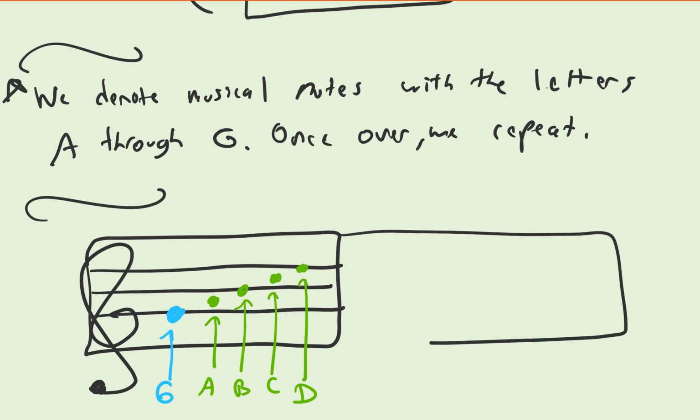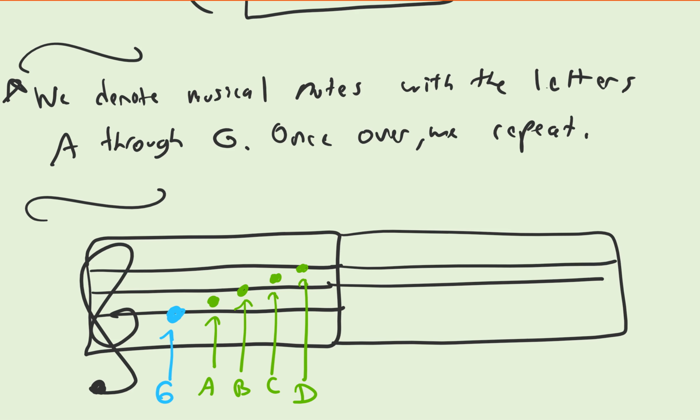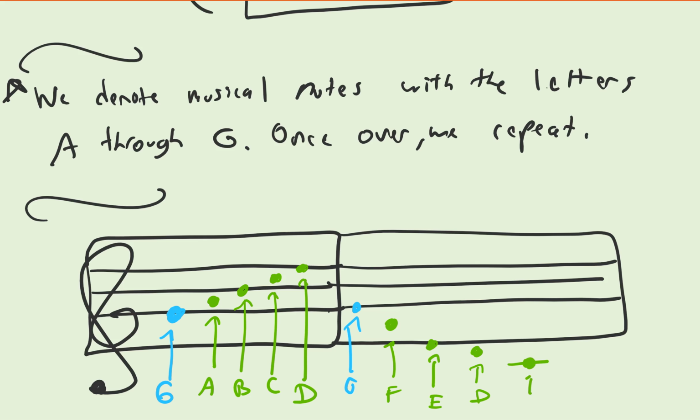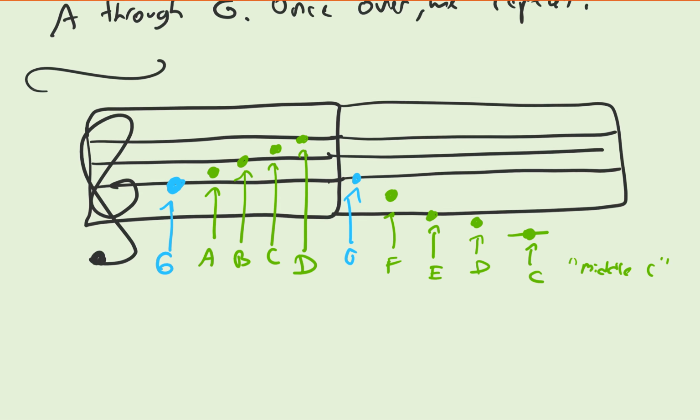You can also go in the downwards direction. So again, this by definition is a G. So if we go down one note, so for example this line, this would be an F, this would be an E, this will be a D, and you may note that this is C, or the middle C that we usually refer to as.